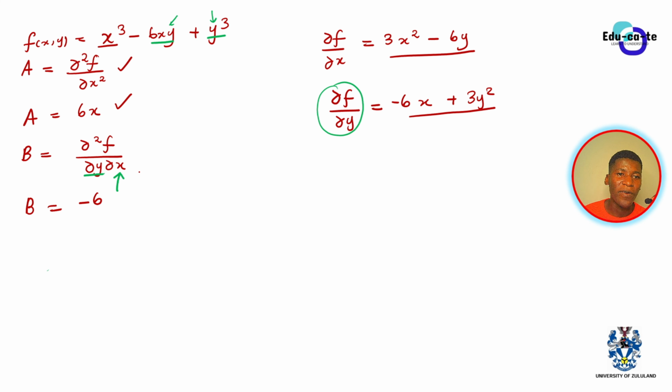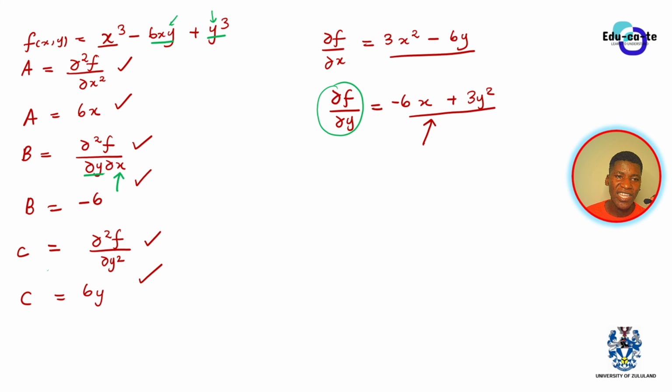Now you are done with finding the value of b. Now you find the value of c. Remember that c is the second partial derivative of f in terms of y. So you take this first partial derivative and differentiate it in terms of y, like finding a second derivative in terms of y. Here c will be 6y.